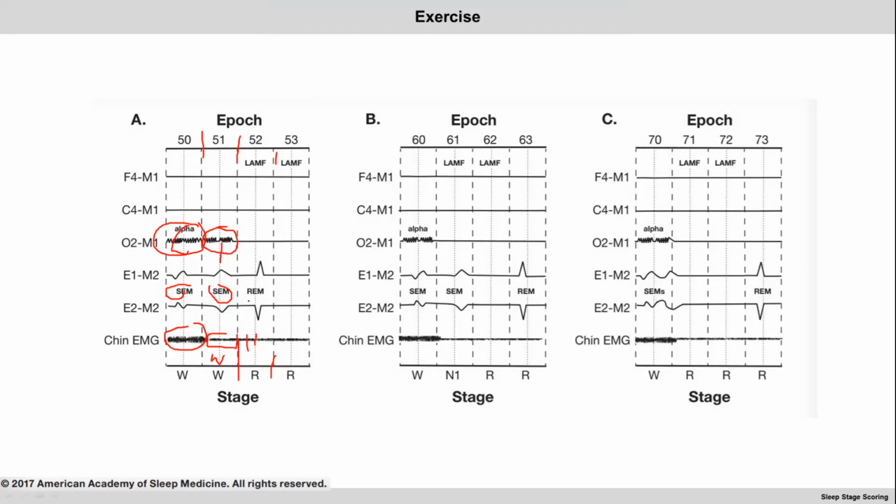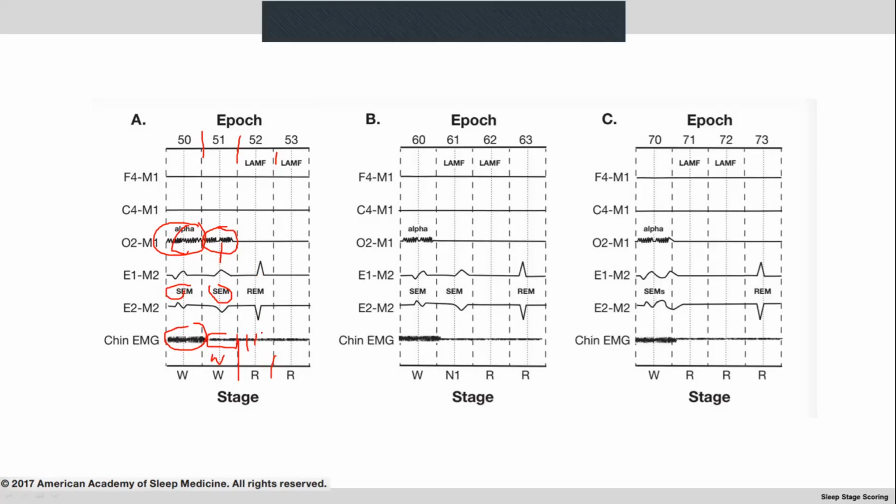So rapid eye movement is there. This is less, and that's why it is called R stage. Since in the next epoch there is no rapid eye movement, nothing, but chin EMG is lower, we have to continue the next epoch on the basis of this as R stage. Okay, remember this. This is very important.